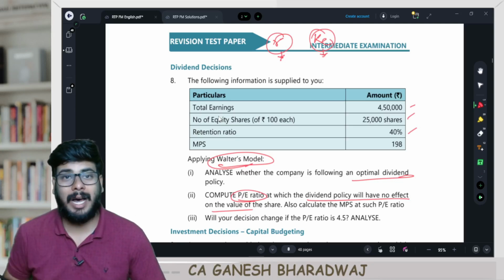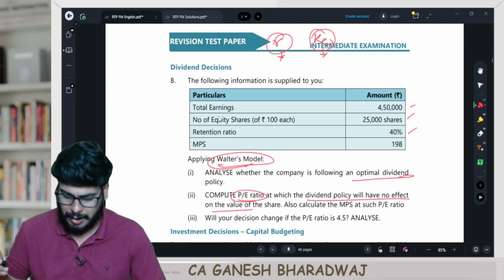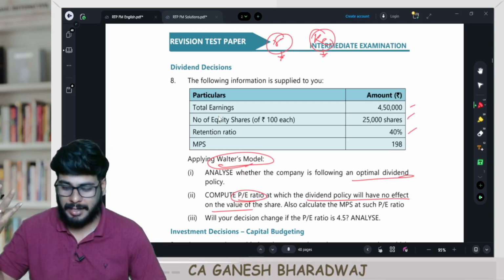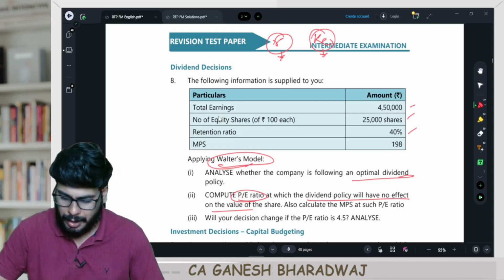Now, how much is R? R is basically your return on your capital employed or return on investment. In this case, the other sources of finance data is not given, which means you can assume that the only source of finance is going to be equity. So how much is this?